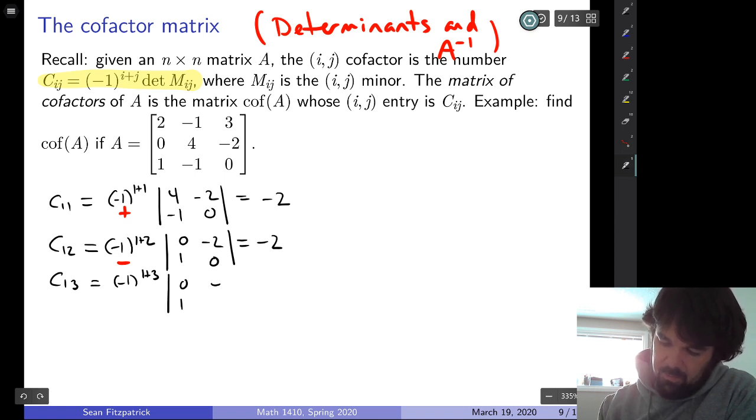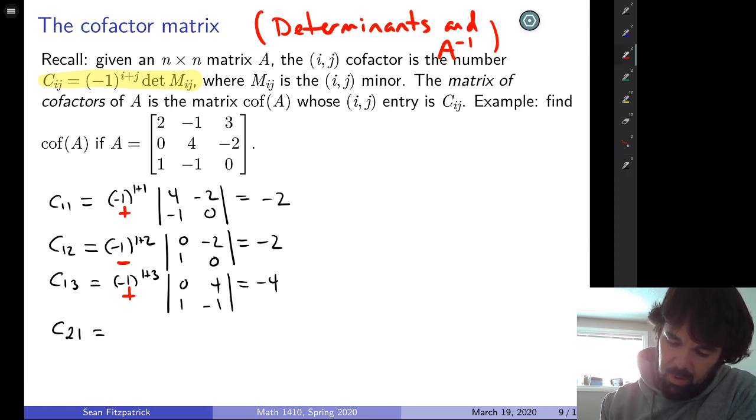0, 1, 4, minus 1. And again, this is plus. 0 minus 4. I get minus 4. Okay, on to row 2. Now I'm row 2, column 1. Okay, this time let me actually put those signs in.